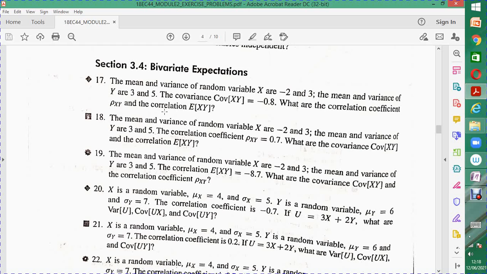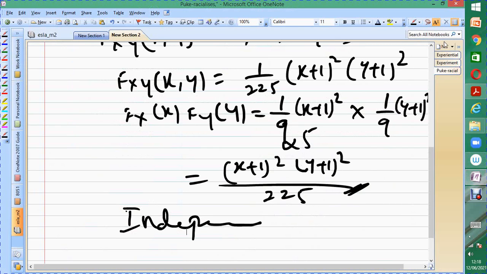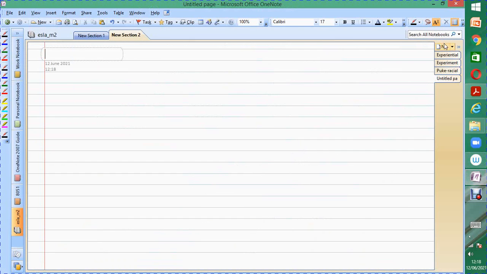Given these parameters, we are asked to calculate the correlation coefficient rho xy and the correlation expectation of xy. So here let us go back to the notebook. We'll see how to solve this. So here first note down all the values that have been given.